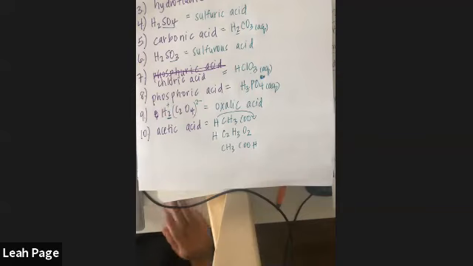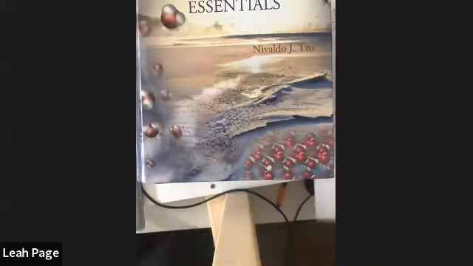The homework has a couple of questions on naming acids. I want to go through one last part about chapter 5. So we basically just learned how to write the names and formulas of all the different compounds we're going to come across in this class. And let me grab another sheet.